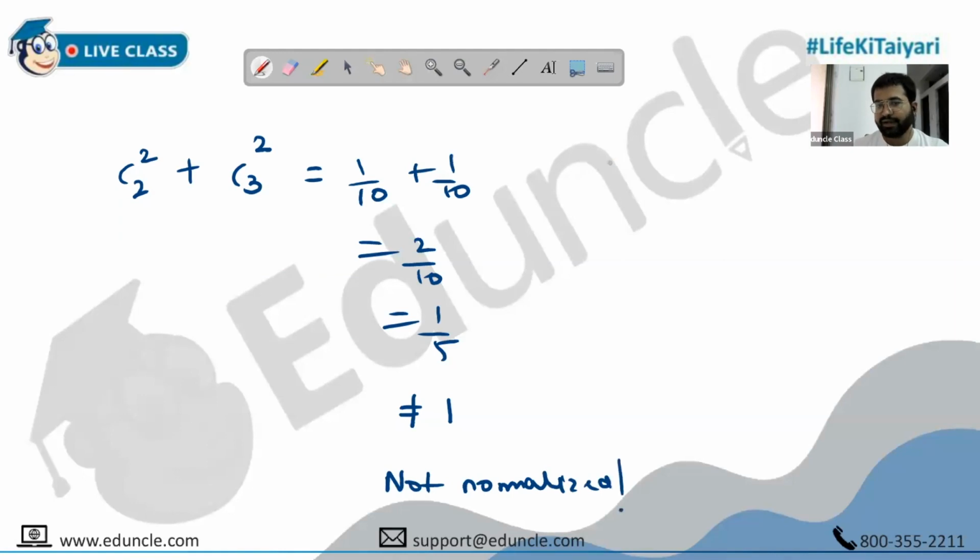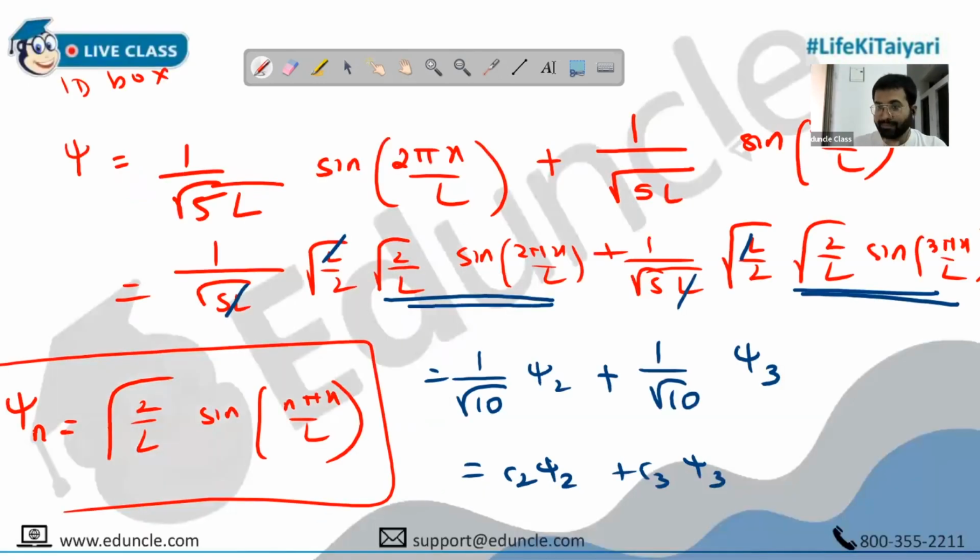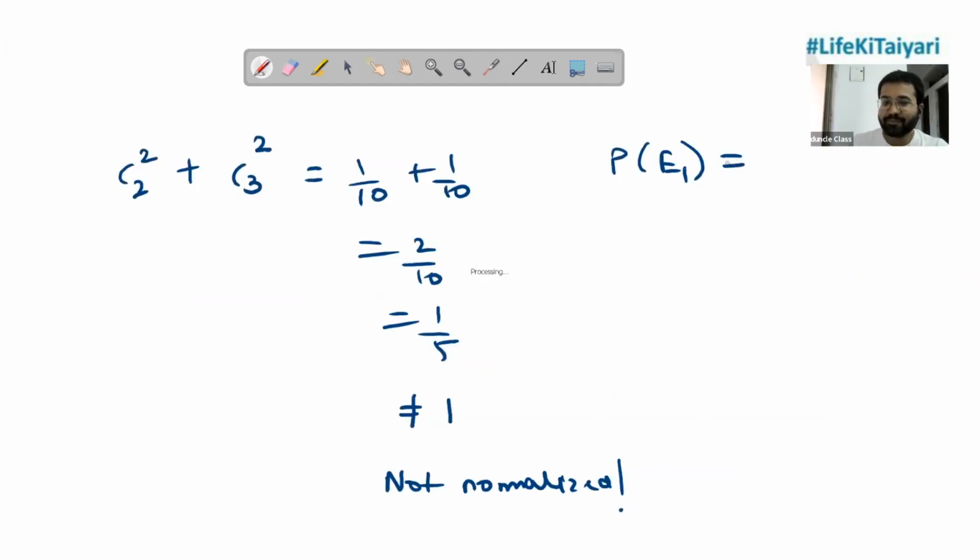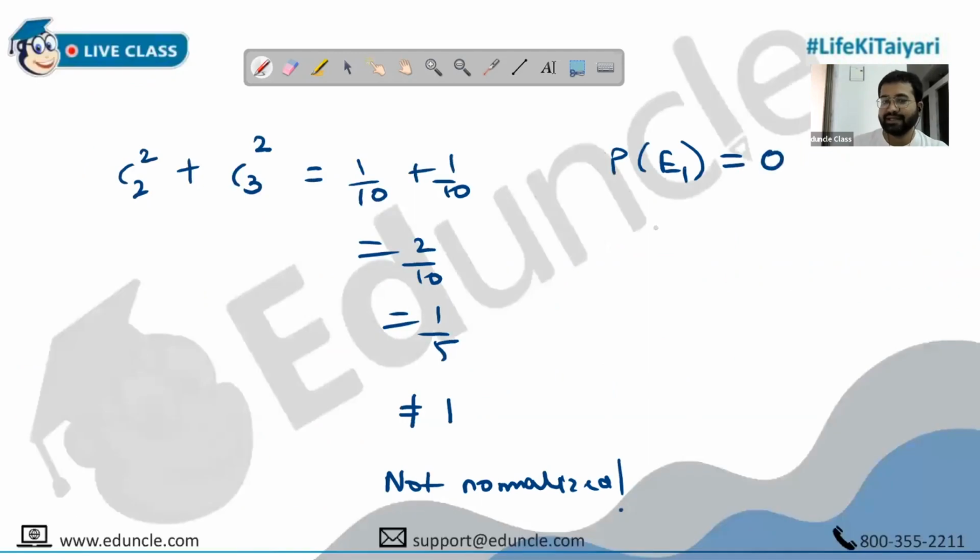Okay. So if I would have asked you, what is the probability that the final energy eigenvalue is E1? What is the answer? C1 square E1. But answer is 0 here, because psi1 doesn't exist. Yes, sir. Psi1 doesn't exist here. So probability that the energy will be E1 is 0.